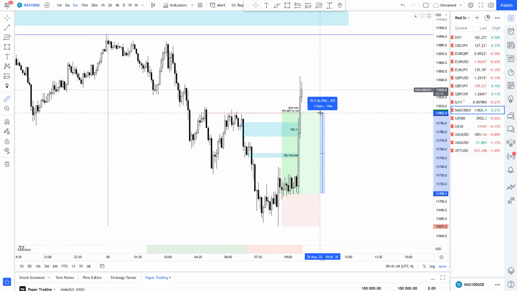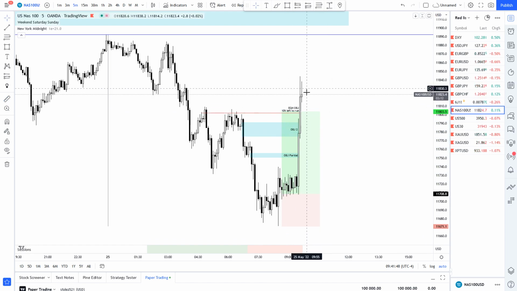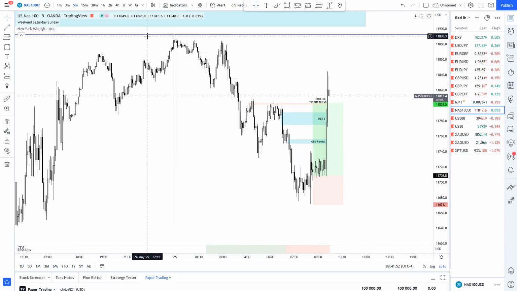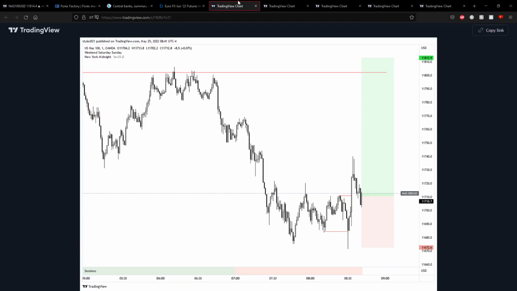So the move total so far is around 100 points and we've got partials left just to run. And this is what I was thinking. I got some screenshots here.